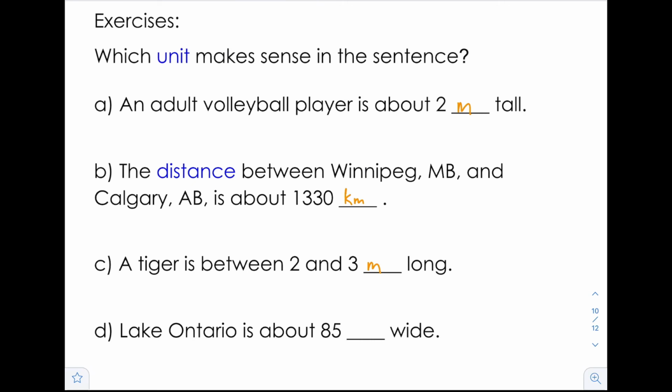Okay, tigers can be fairly large animals. And Lake Ontario is about 85 kilometers wide. If you were thinking of putting like centimeters or decimeters, that would be a really tiny lake. That might just be a puddle.